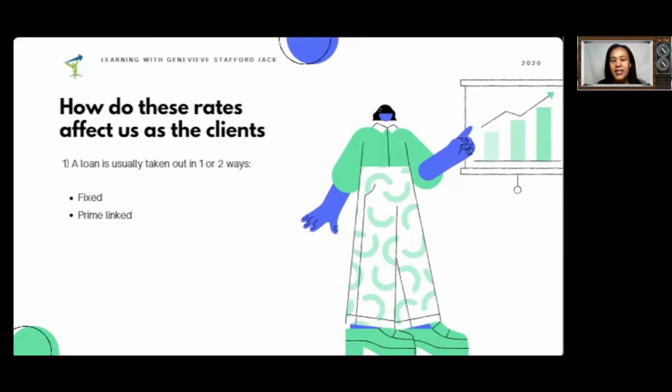How do these rates affect us as clients? If we've got a loan at the bank, a mortgage, a car loan, whichever loan we've got at the bank, there's two ways we can get these particular loans. We could get it on a fixed rate, or we could get it on a prime linked rate.